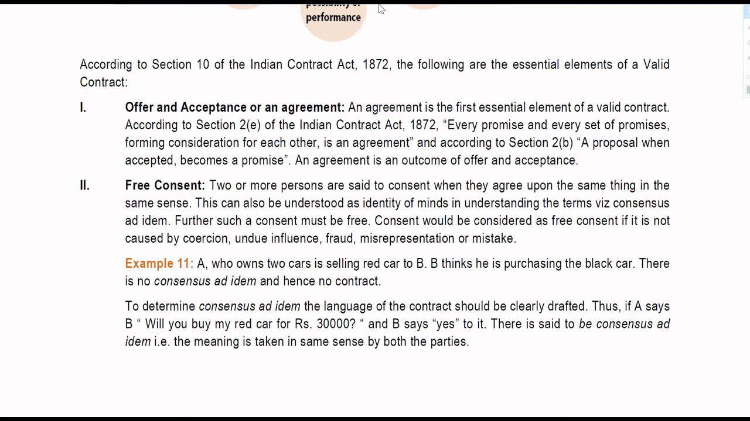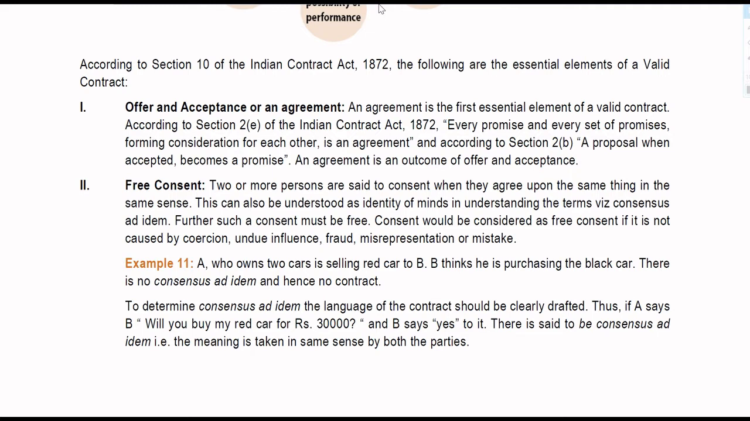This can also be understood as identity of minds in understanding the terms, which is consensus ad idem. Two or more persons are said to consent when they agree upon the same thing in the same sense. When there is a contract between two persons, there is a consent of the two parties in the same sense.